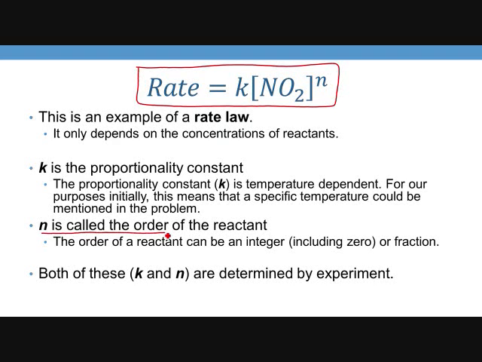So if I say, what's the order of this reaction, and you know that n equals 2, you would say that it is second order. Okay, the order of the reactant could be an integer or a fraction. Usually it will be like 0, 1, or 2 when you solve for them. Both of these values, k and n, are determined by experiment only. So that means that for these problems, you're going to be given some experimental data. You're going to be given a data table full of information that you will then use to apply to the rate law.